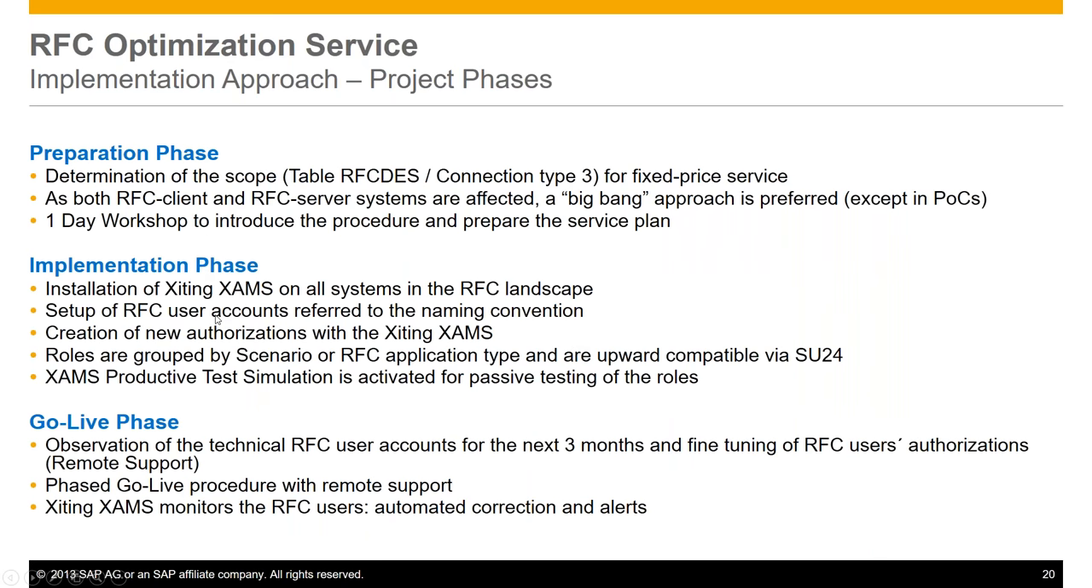I've already explained the phases, so I'll not go into any depth here, but you will still have a copy of these slides. But the detailed tasks: for the scoping, we first extracted all the RFC connections and then got all the users that were in the target systems as being in scope. In this case, isolated first on three systems. And then we had a one-day workshop with the customer to introduce the procedure and do the initial installation of the software on the systems. On the second day already, we started with the implementation phase.